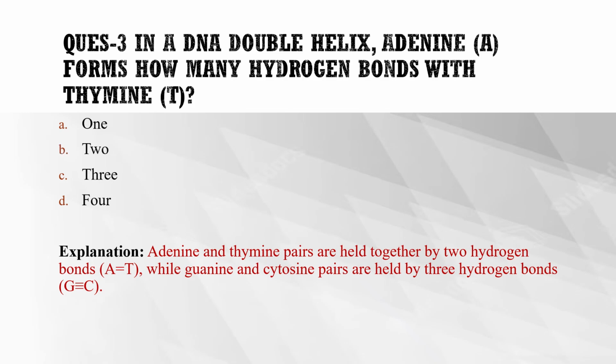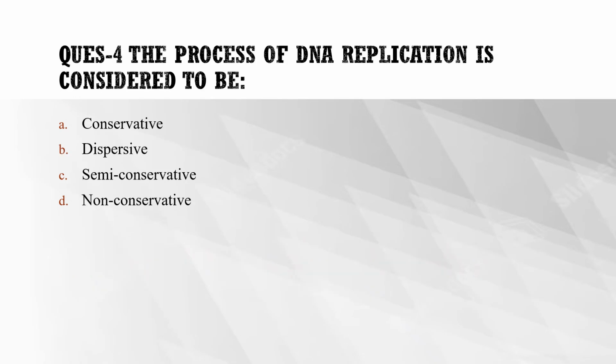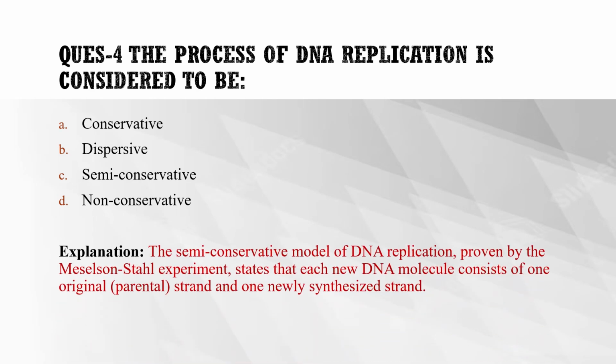Now moving on to the fourth question. The process of DNA replication is considered to be. In this question it is asking that the DNA replication process, what to be considered. So DNA replication is semi-conservative, meaning each new DNA molecule has one parental strand and one newly made strand. This was confirmed by the Meselson-Stahl experiment. So the answer is semi-conservative.